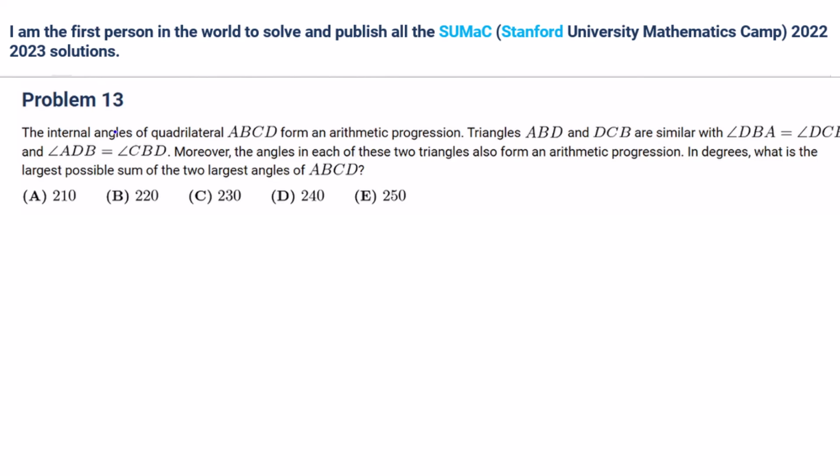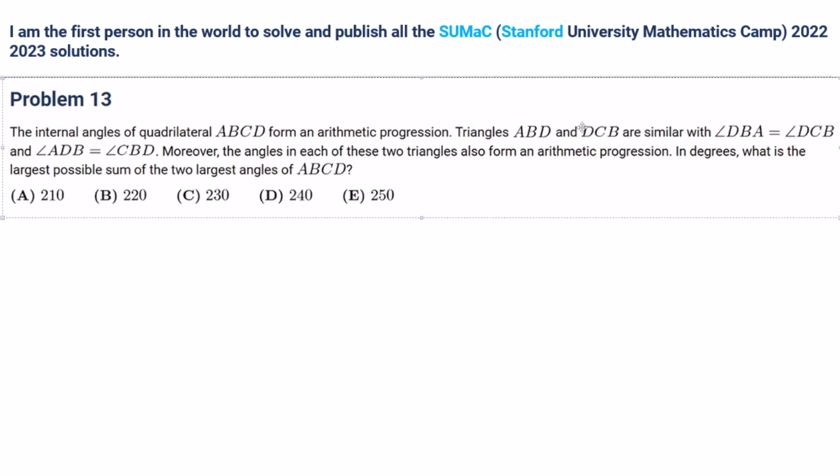The internal angles of quadrilateral ABCD form an arithmetic progression. Triangles ABC and DCB are similar. Moreover, the angles in each of these two triangles also form an arithmetic progression. What is the largest possible sum of the two largest angles?